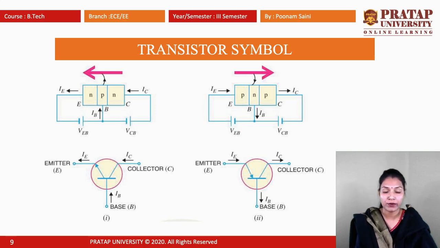So in the next presentation, we are going to discuss the configurations of BJT. There are three: common emitter, common collector and common base. We are going to discuss them thoroughly in the next lecture.